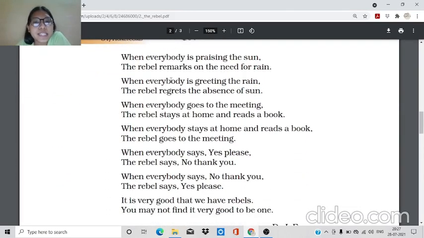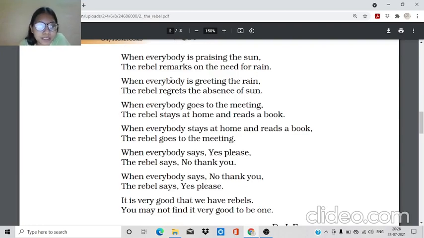So when everybody is praising the sun, the rebel remarks on the need for rain. And when everybody is creating the rain because it's raining, the rebel in that moment will regret the absence of sun. When everybody goes to a meeting, the rebel will not go to a meeting. What will he do? He will stay at home and read a book.